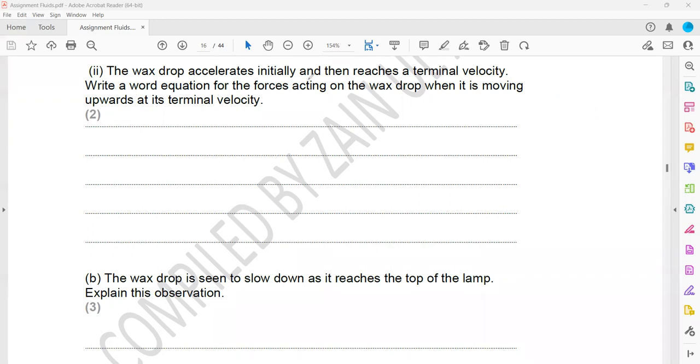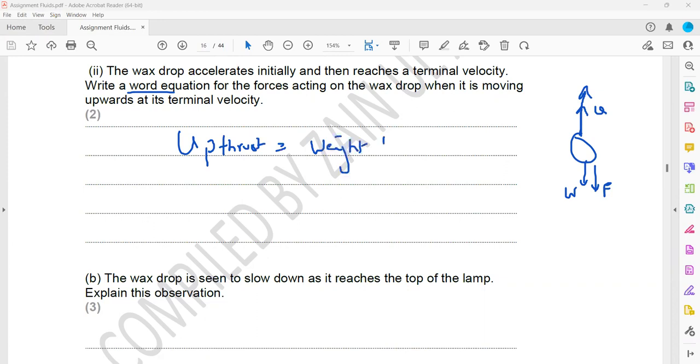Write a word equation for the forces acting on a wax drop when it is moving upward. When it is moving upward, the upthrust is upward, the weight is downward, and the drag force is also acting downward. So we can write the word equation. You cannot write just the symbols, it should be a word equation. So upthrust equals weight plus the viscous drag, or you can also say drag. One mark is for mentioning the names correctly, and one mark is for writing the equation correctly.